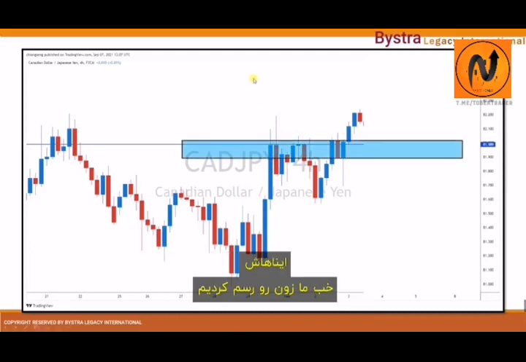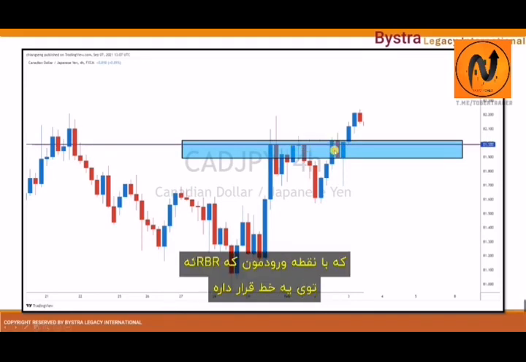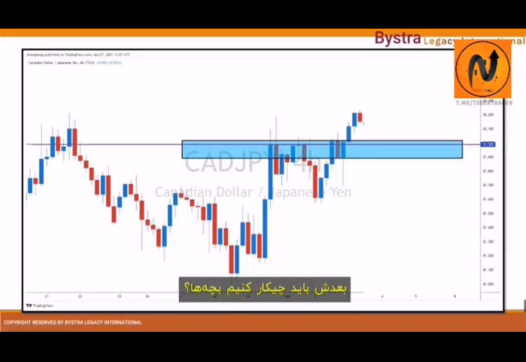There you go. So we mark the zone, okay, for our entry point, which is the rally base rally. In the rally base rally, we have the capital letter A. So this is the capital letter A resistance. It's in line with our entry point, which is the rally base rally. Next, what should we do, guys?